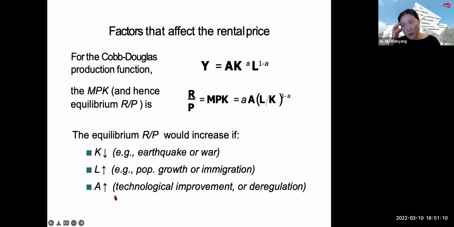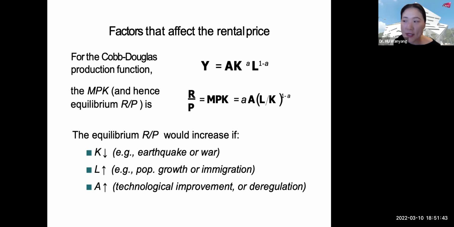So when A changes, okay, back to our story. When A increases, based on this formula, we are going to have an increase in the rental price. The reason we have this formula derived from the production function is that we can use this formula to determine how some macroeconomic changes will affect it. We have a question popping up.